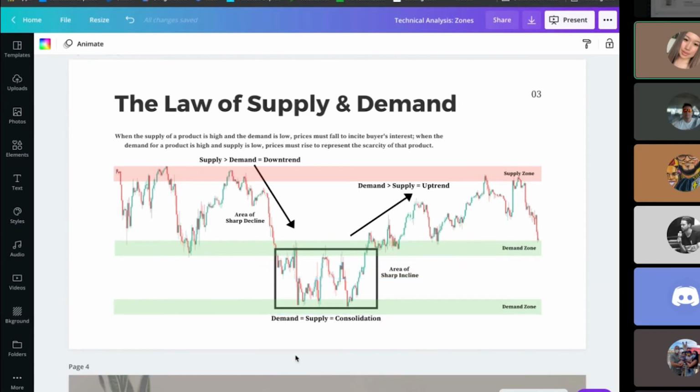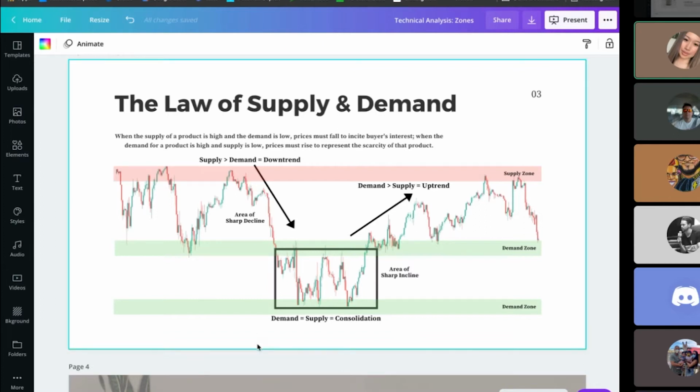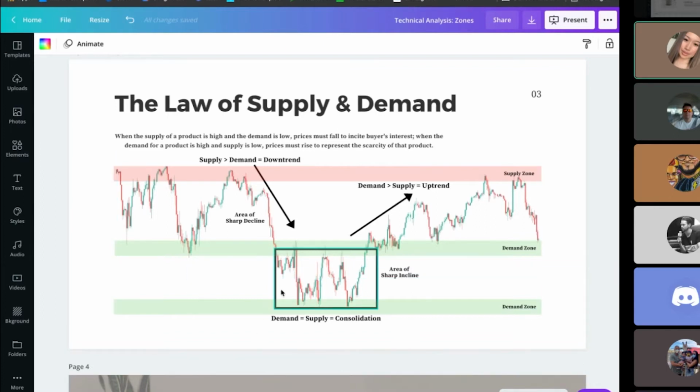And when demand is equal to the supply, you will see a consolidation between a price area or a price zone. And so you will see a lot of sellers and the same amount of buyers. So most likely a consolidation here.